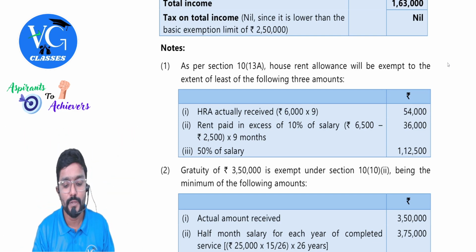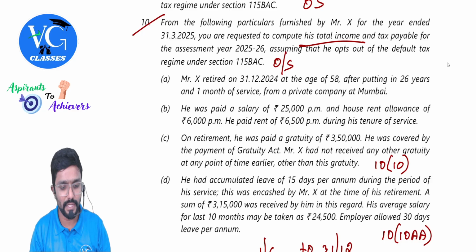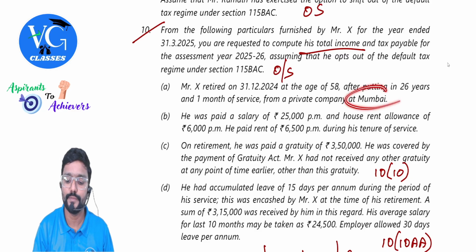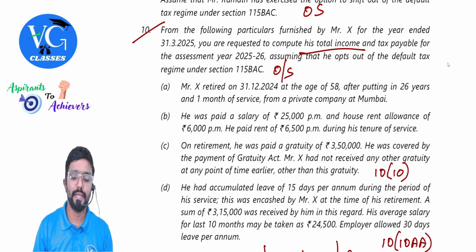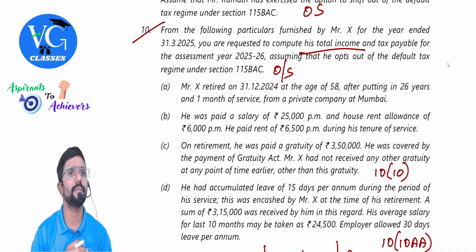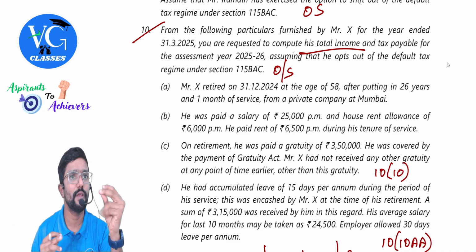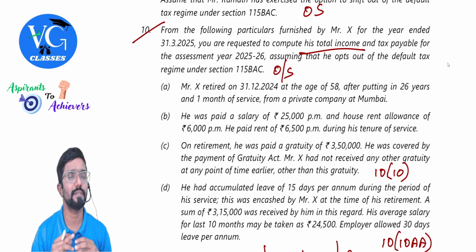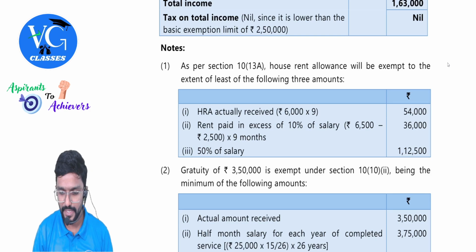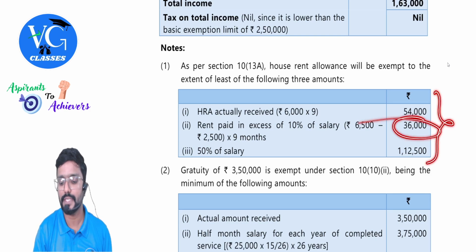Please be careful. So 50% of salary, why sir? Part of CDMK. Where is he staying in a rented house? Mumbai. He is staying in Mumbai. Obviously, house also will be given in Mumbai. Correct? Part of CDMK: Chennai, Delhi, Mumbai, Kolkata. If it is Mumbai, how much? 50% of salary. If it is other than CDMK, 40%. Yes, sir. So least of the following, 36,000.